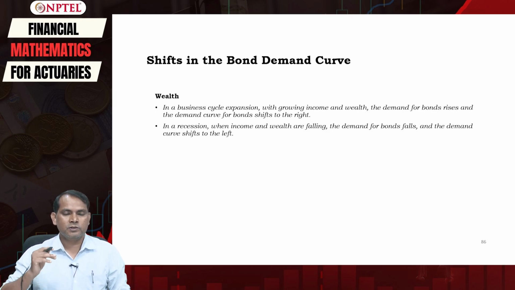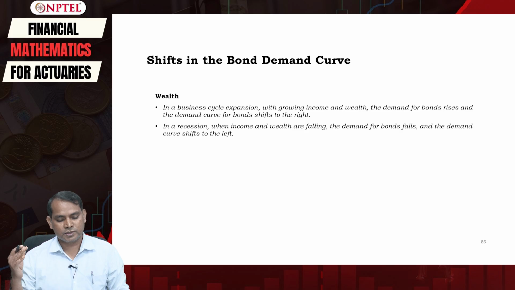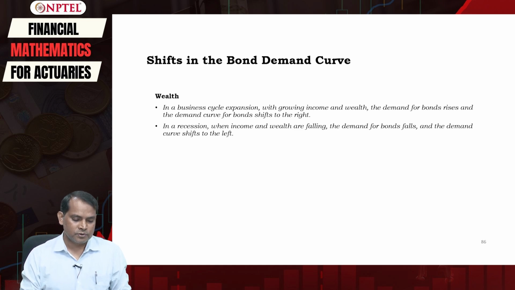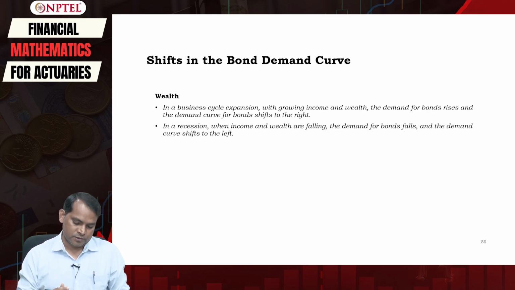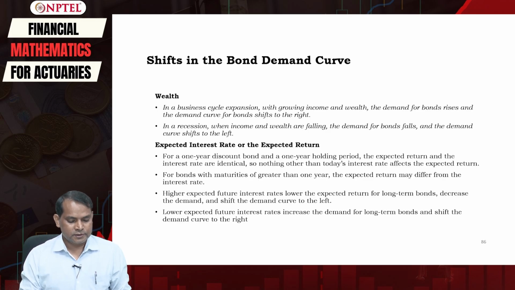So any kind of positive influence will lead to a shift of the curve towards the right, and any kind of inverse influence will shift it to the left. So in a business cycle expansion, wealth will cause a right shift of the curve, but in a recessionary situation, wealth will cause a left shift, right? Then the expected interest rate or the expected return, right?